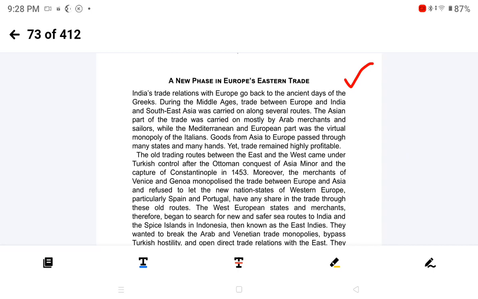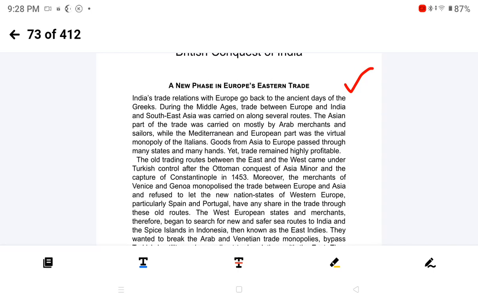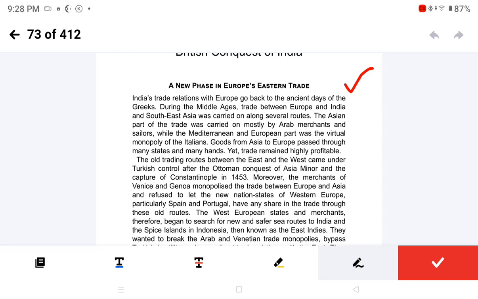So, firstly, the trade was done through the land route, and they had to cross so many countries to trade with India, right? While the Mediterranean and the European part was the virtual monopoly of the Italians. Goods from Asia to Europe passed through many states and many hands, right?